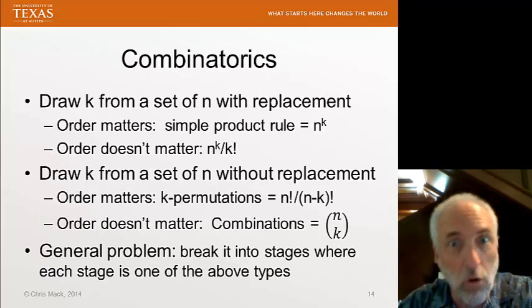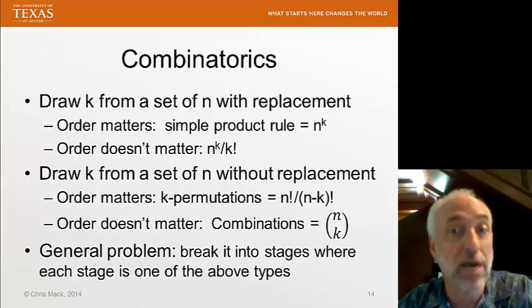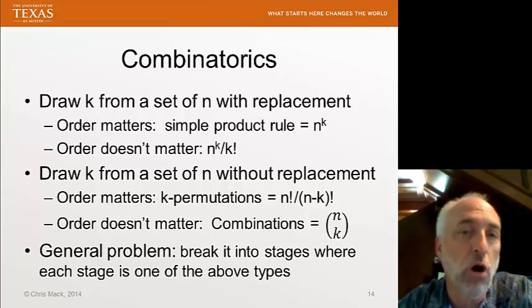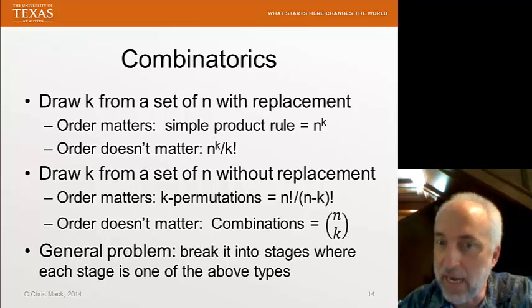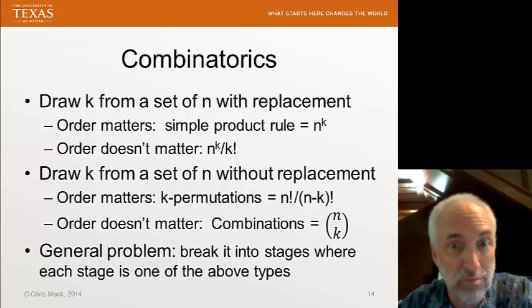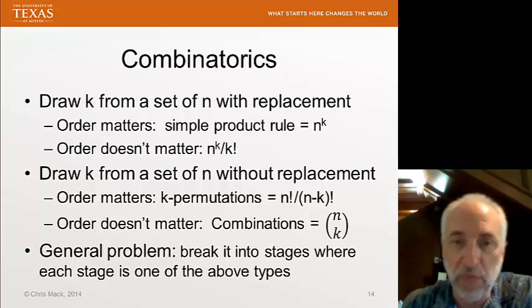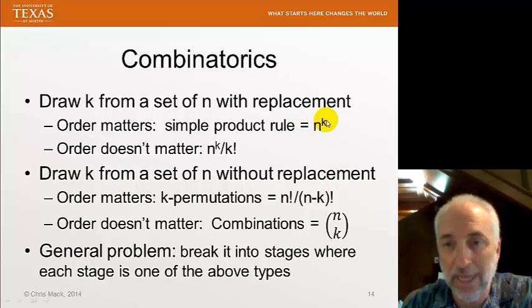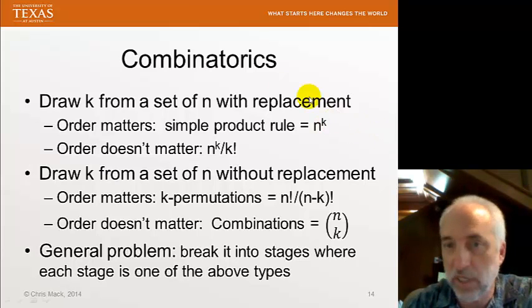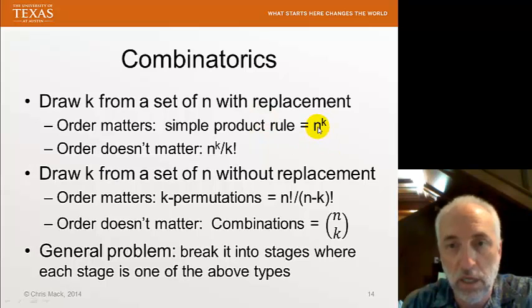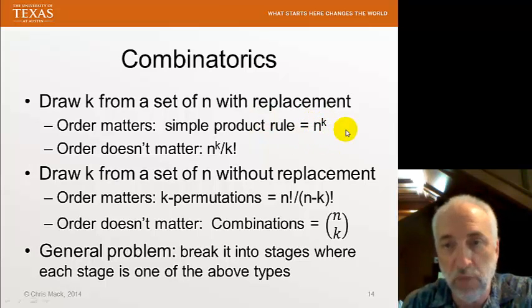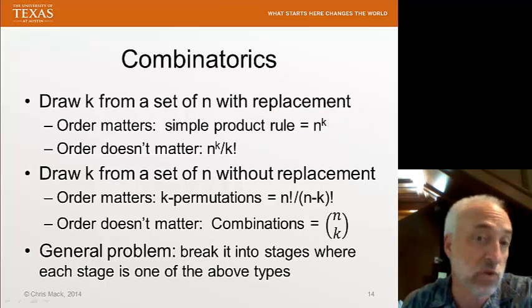So let's look at all of the possibilities of combinatorics. I'm going to draw k from a set of n. I'm going to draw either with or without replacement, and either order matters or it doesn't. If I'm drawing with replacement and order matters, well, then I have the simple product rule, n to the k. This is like how many phone numbers are there, or how many license plates, etc. Simple product rule applies, n times n times n, I do it k times.